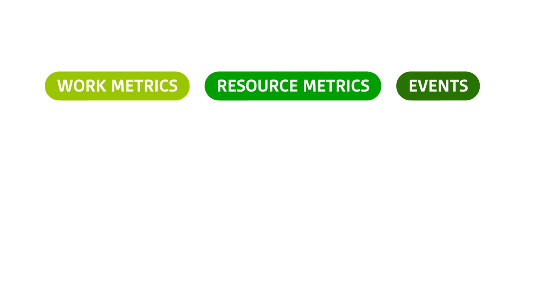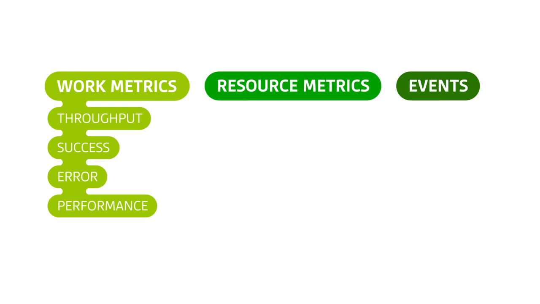So basically it comes down to three buckets of metrics. There are work metrics, there are resource metrics, and there are events. The work metrics are the most important thing. The work metrics include throughput, success, error, and performance. So throughput could be the number of requests processed per second for your Nginx server, the number of web pages requested. And success could be the number of 200s, and error could be the number of 404s that result from all those requests.